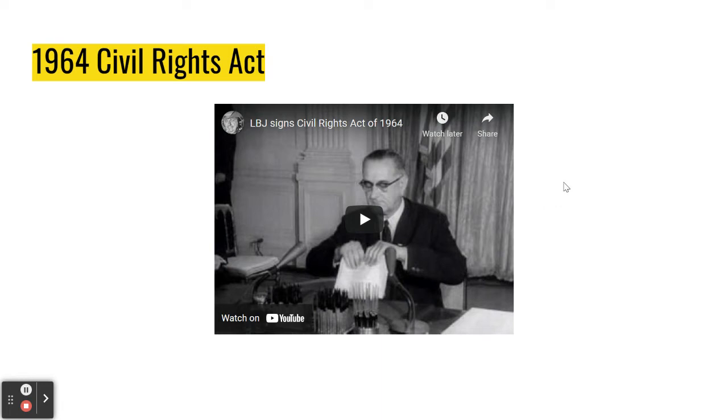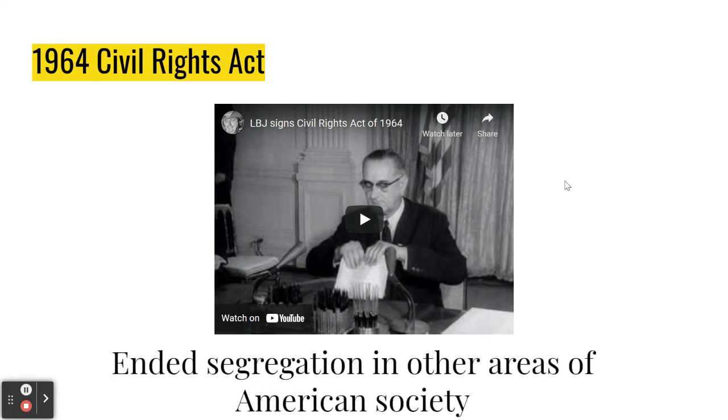The 1964 Civil Rights Act is responsible for ending segregation in all other areas of American society. So it's about that 10-year gap between Brown v. Board and the time in which President Lyndon Johnson signs the Civil Rights Act of '64 that ends legalized segregation in every other remaining area of American society.